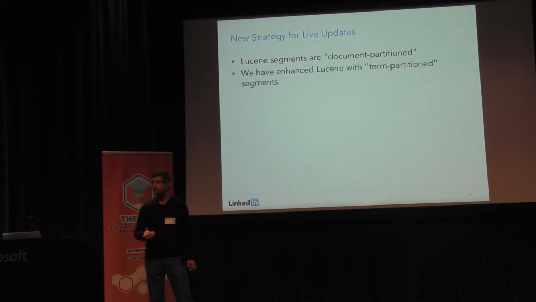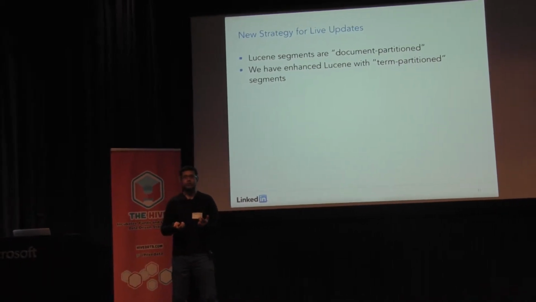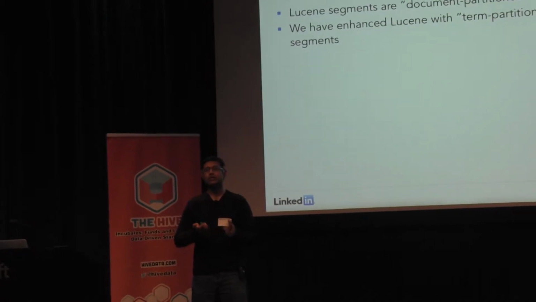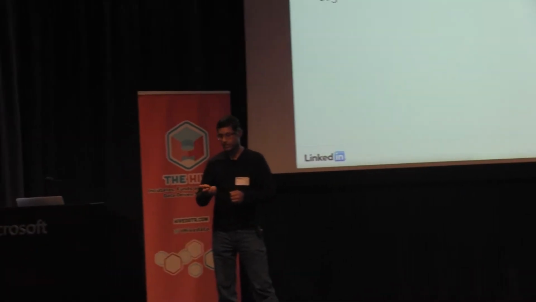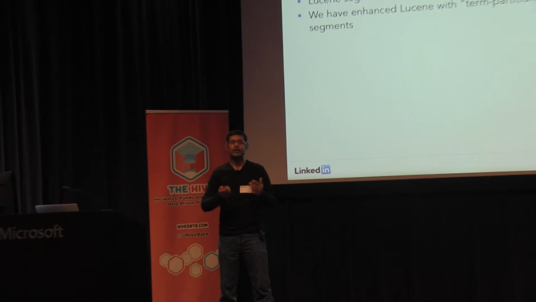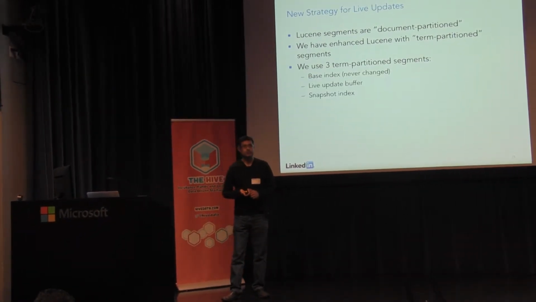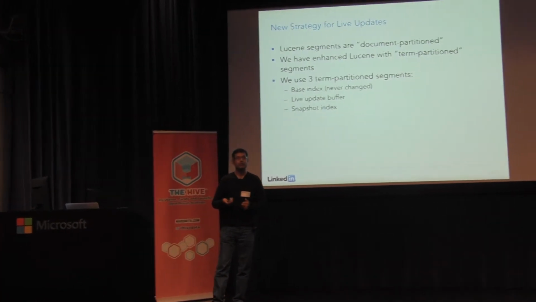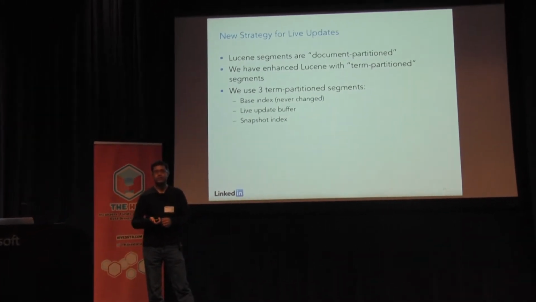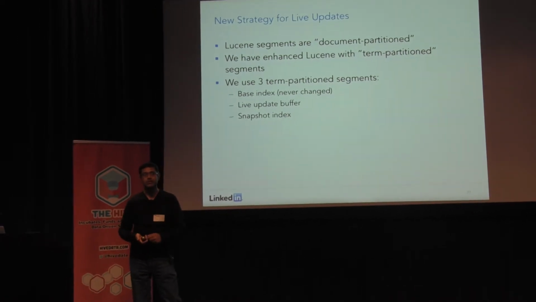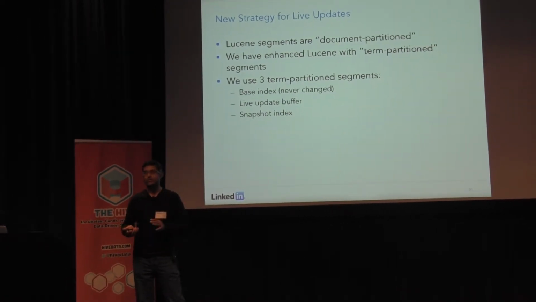What we really want is term partitioned segments, and we've taken Lucene and extended it to have term partitioned segments. So what this means is that a single document, portions of that document can occur in different segments. All right? And you can modify a segment without impacting another. We use 3 segments. The first segment is what we call the base index, which we build on Hadoop. It's the index that we build, let's say, once every week, and that never changes once it's built.